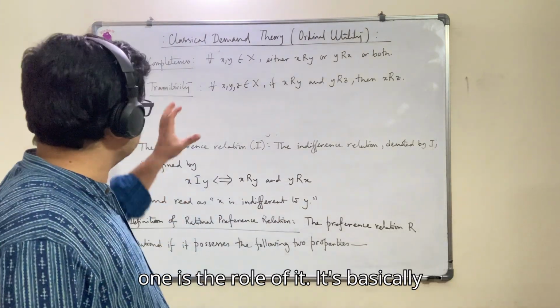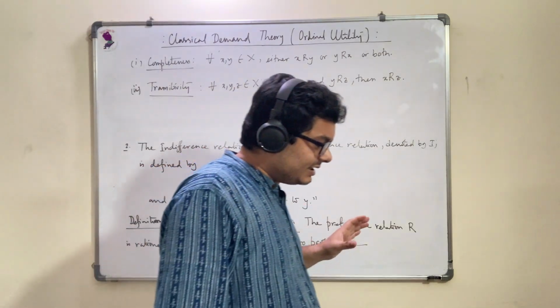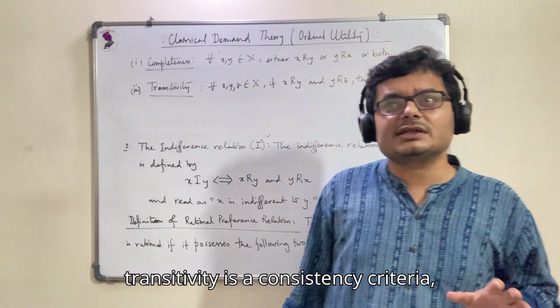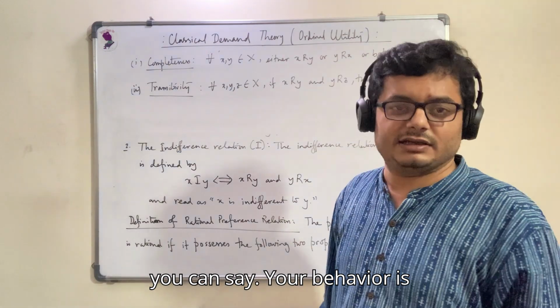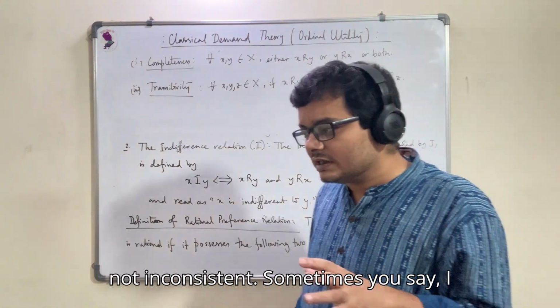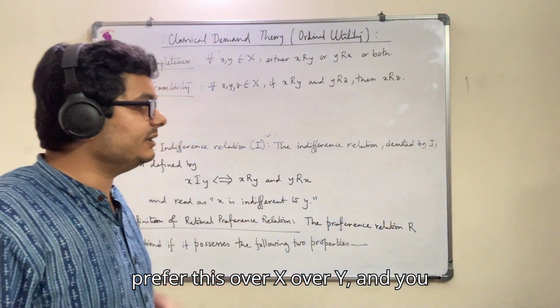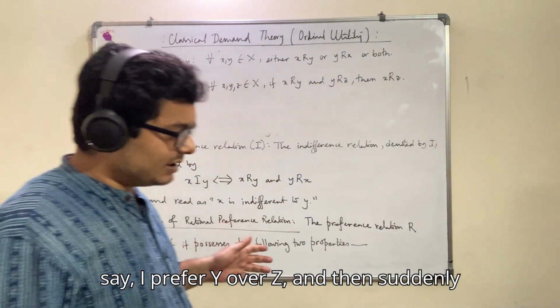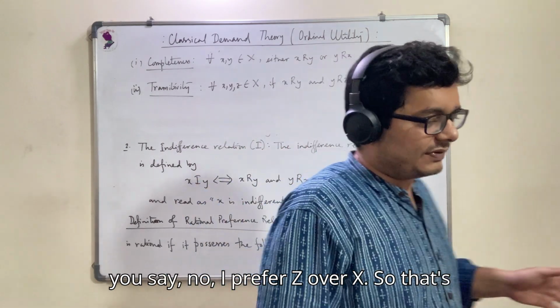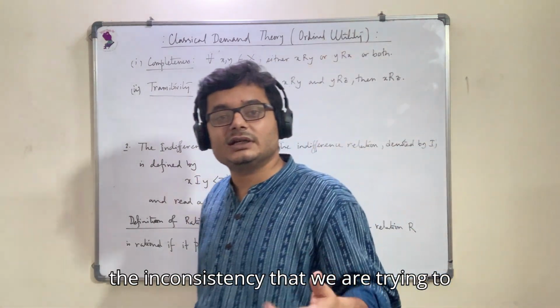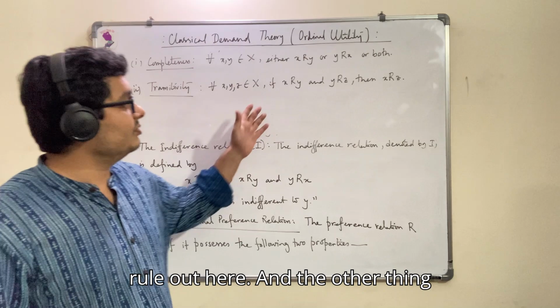Number one is the role of it. Transitivity is basically a consistency criterion, you can say. Your behavior is not inconsistent. Sometimes you say I prefer x over y, and you say I prefer y over z, and then suddenly you say no, I prefer z over x. So that's the inconsistency that we are trying to rule out here.